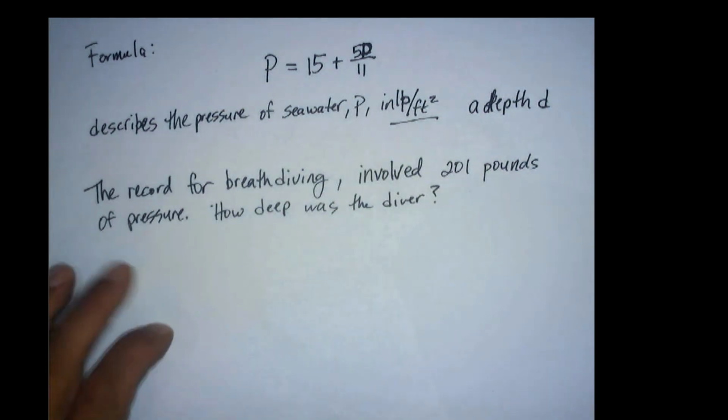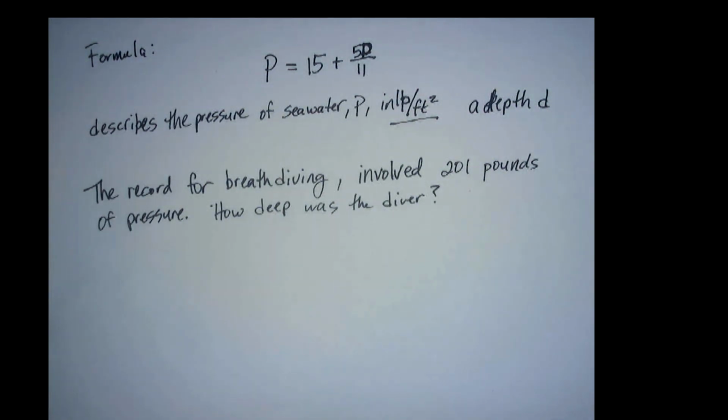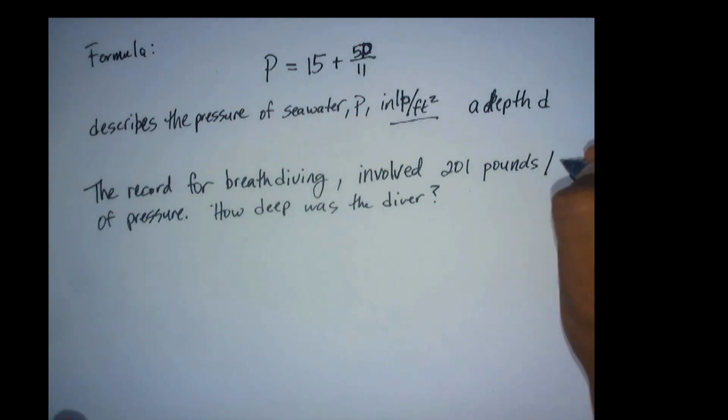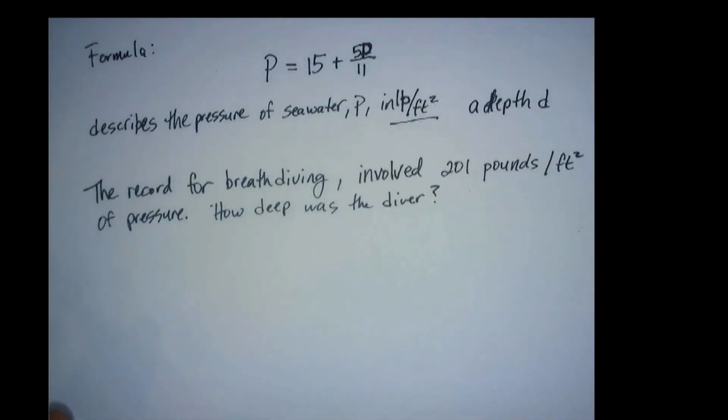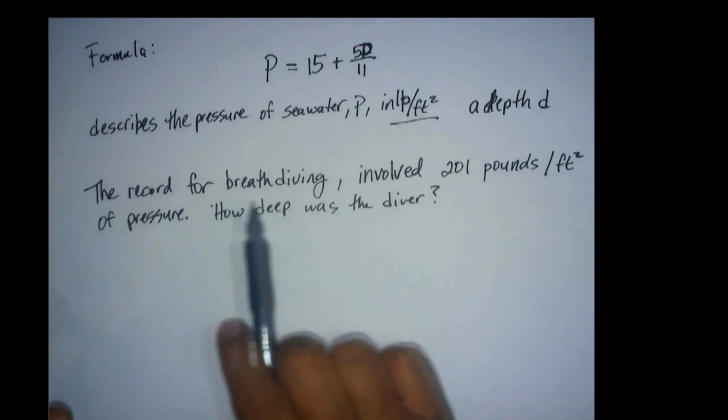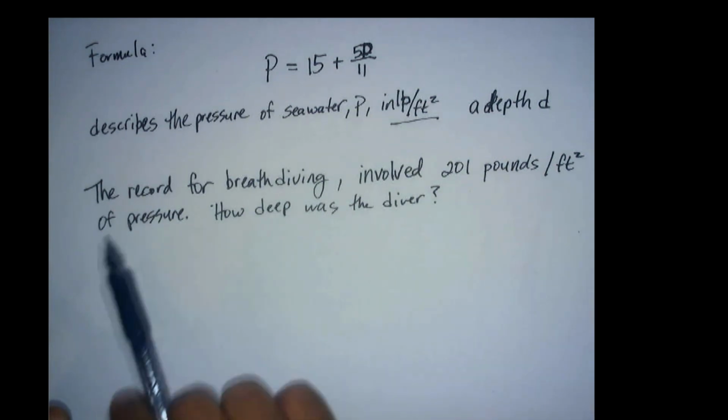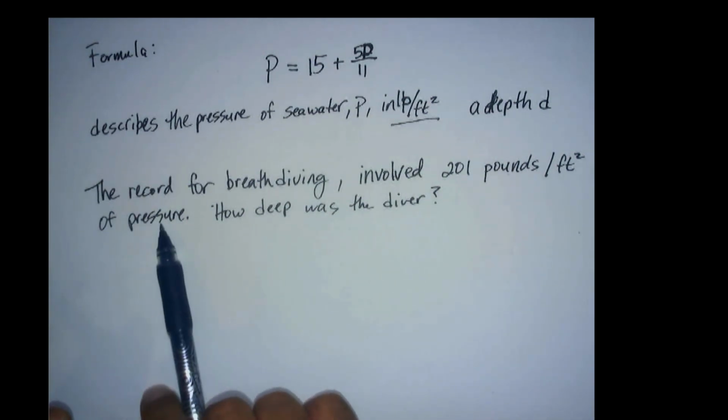Okay, so that's an easy substitution, right? What are we going to substitute into the equation? Hold on. We are going to substitute. Well, what do we know? The record for breath diving involved 201 pounds of pressure. So what do we know? So we're going to substitute 201 for D.